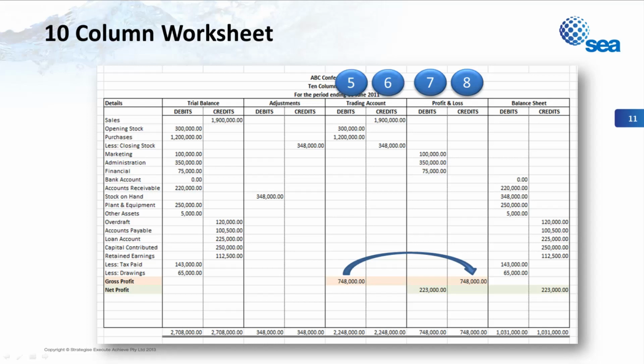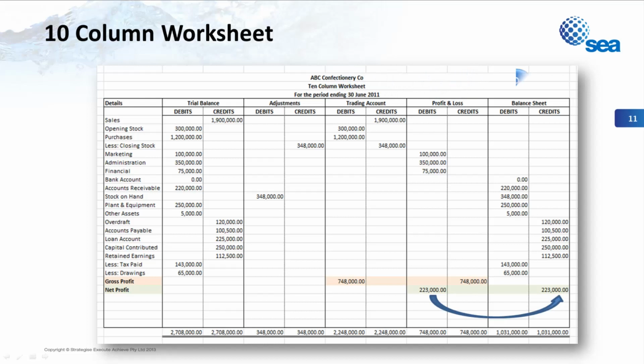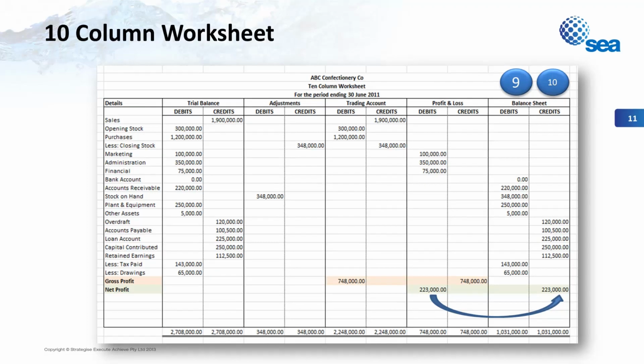Columns 5 through to 8 are used to provide all the figures needed to produce the profit and loss statement. And then lastly, the balance sheet items were carried across into columns 9 and 10, and net profit carried across from columns 7 and 8. Net profit is added to the equity section of the balance sheet.